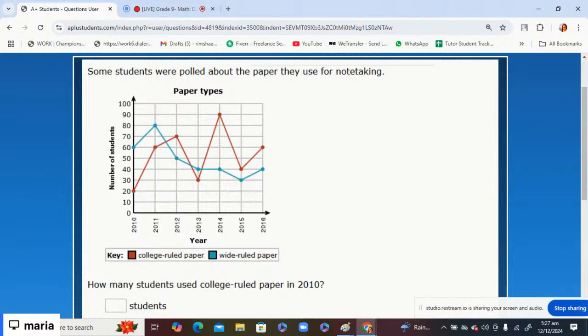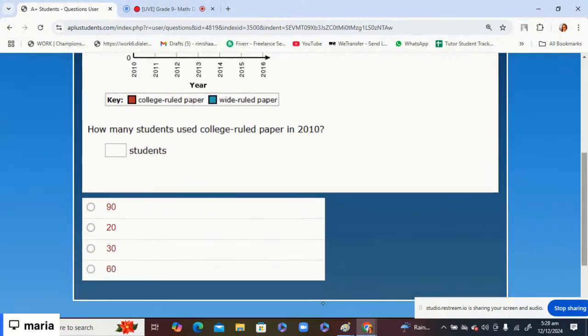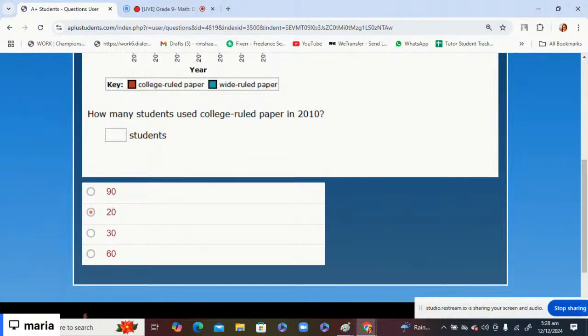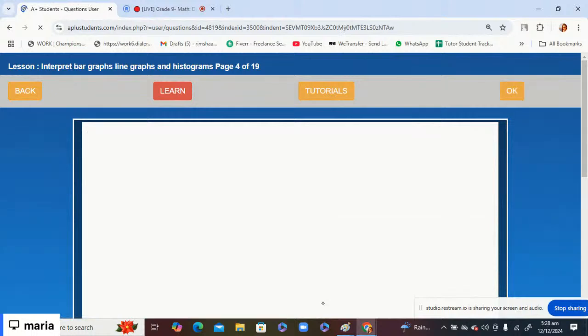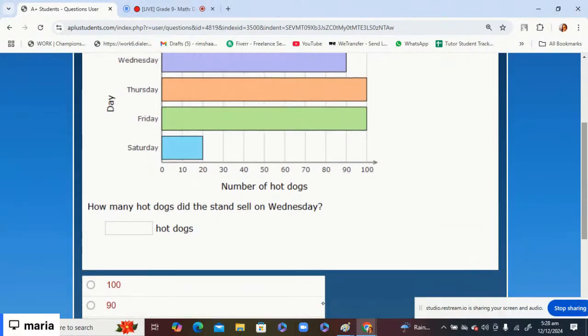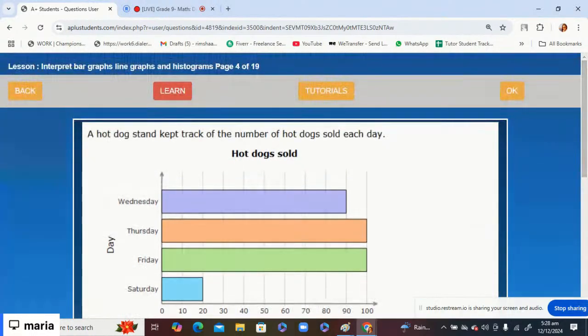The red line in 2010 is at 20, which is over the 20, so that is 20 students. So we put 20 students. You're not checking the green line, we are interested in the red line in 2010, that is 20. This is the right answer. Hope you guys understand this lesson as well. You're just going to check all points mentioned on the graph.